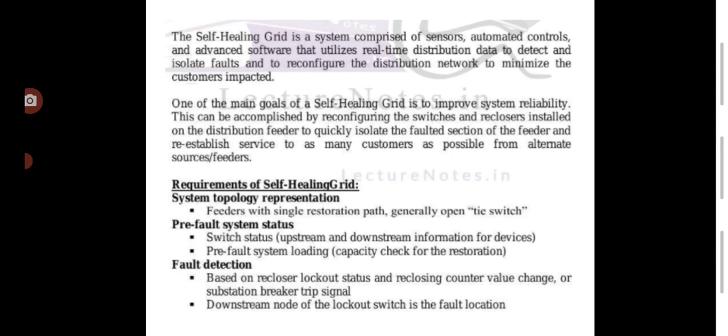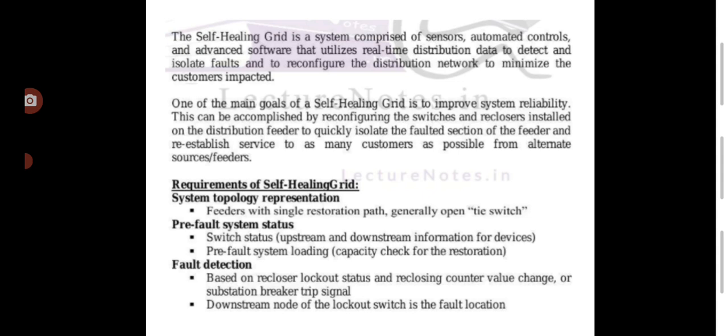Under this, the system topology representation means feeders with a single restoration path, generally open for the tie switches. Then the pre-fault system status: switch status, that is the upstream and downstream information for the device, that is incoming and outgoing devices. Next is the pre-fault system loading. The meaning of this is a capacity check for the restoration: how the restoration could be carried out, and what is the maximum capacity of the restoration process?